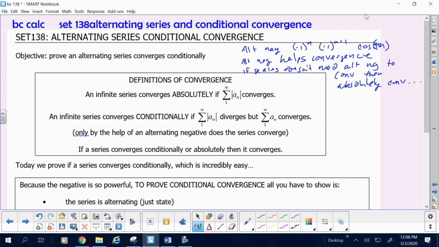All right. Now the question of the day is, all right, so maybe it didn't converge absolutely. How could you prove that it does converge?